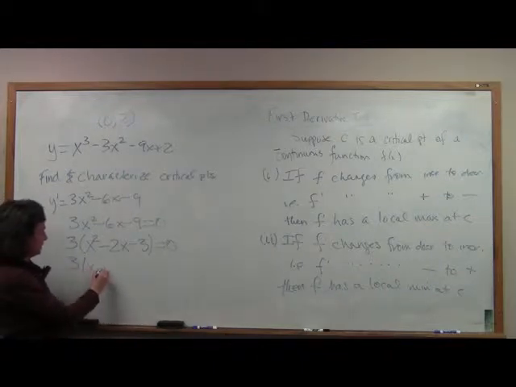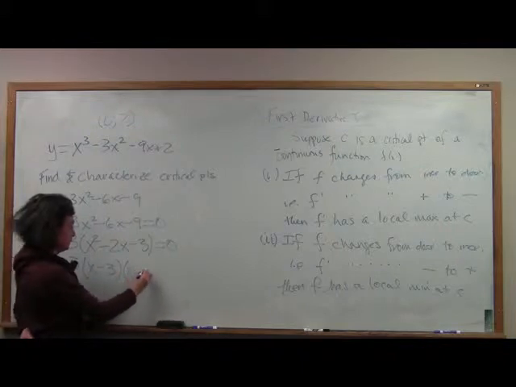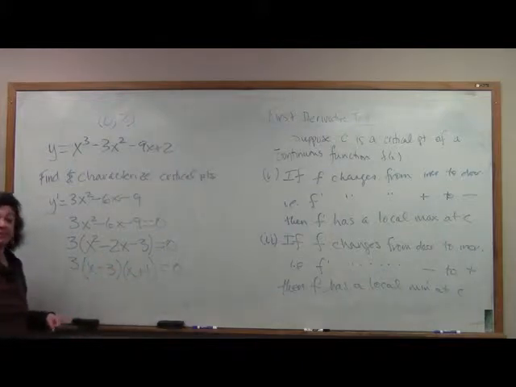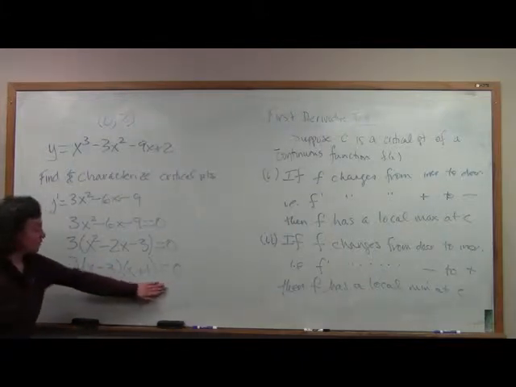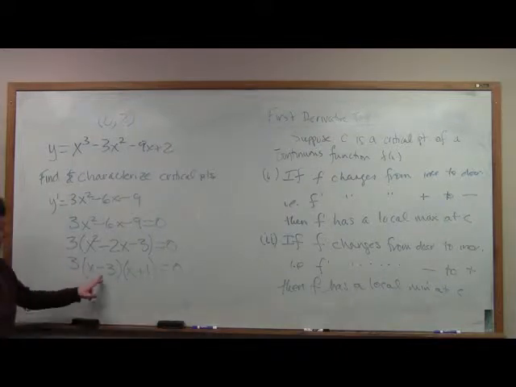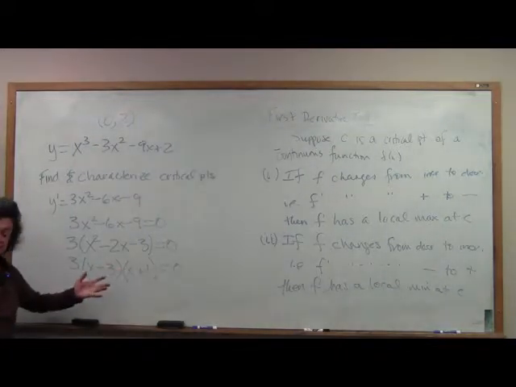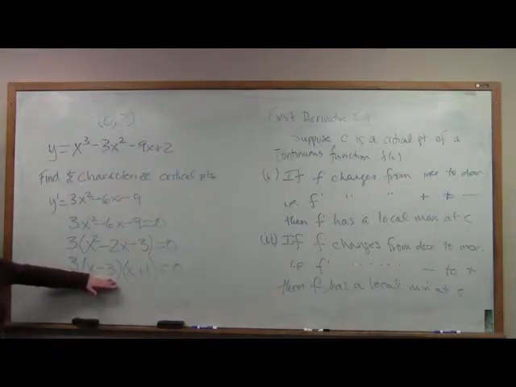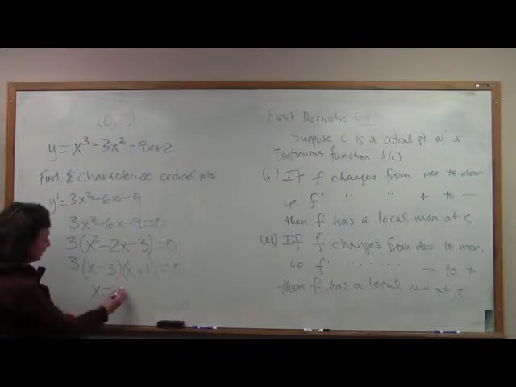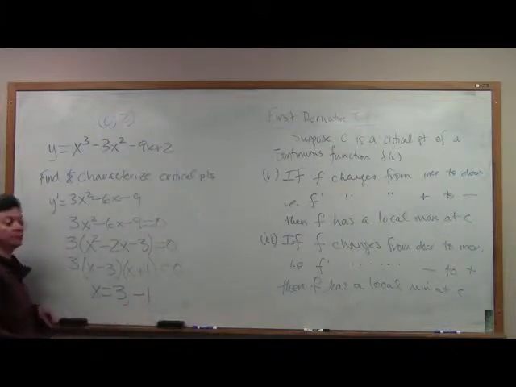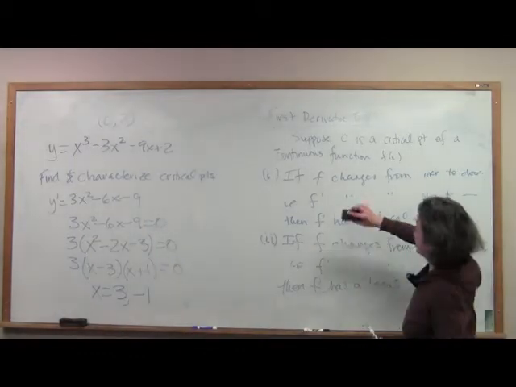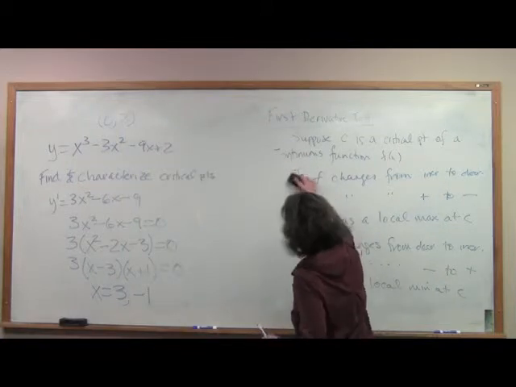And then I see that this is a nice and sweet guy to factor. We need two numbers that multiply to -3 and add up to -2. And now I can use my property of 0. I've got the product of 3 things equal to 0. So therefore, at least one of them must be 0. Clearly, the 3 is irrelevant. What makes x minus 3 equal to 0? When x is 3. And what makes x plus 1 equal to 0? When x is -1. Okay? So, 3 and -1 are my critical points. We found our critical points.